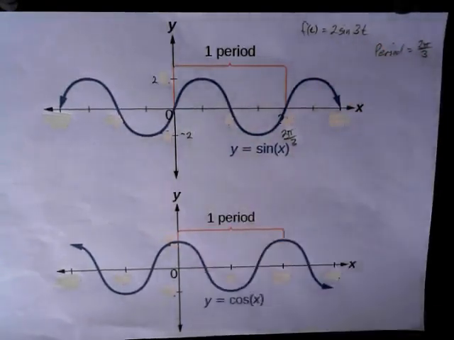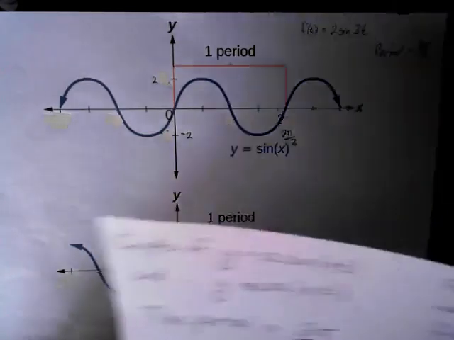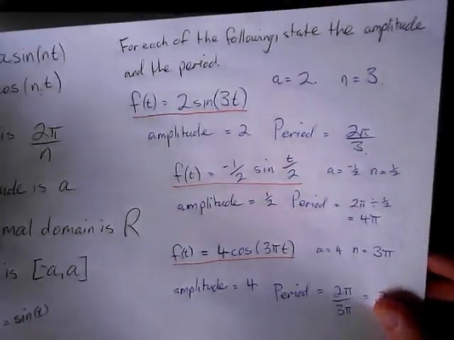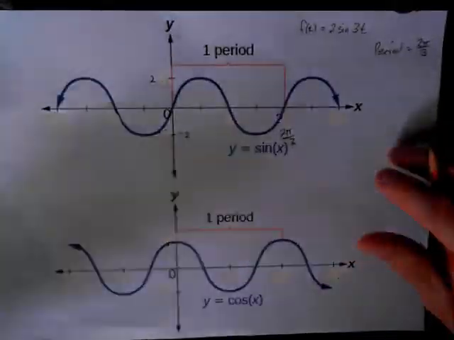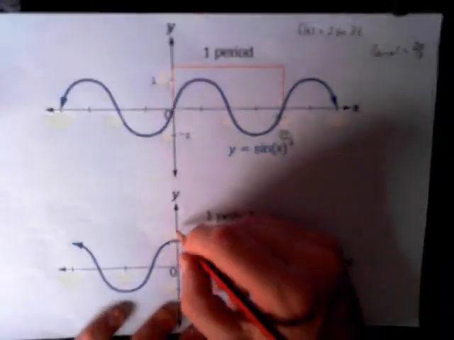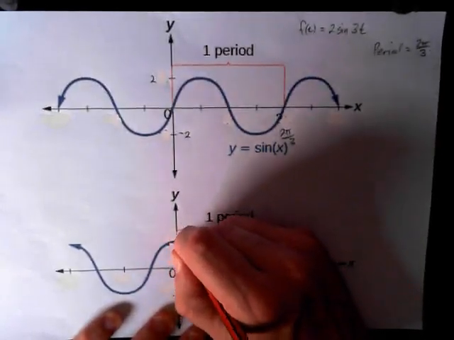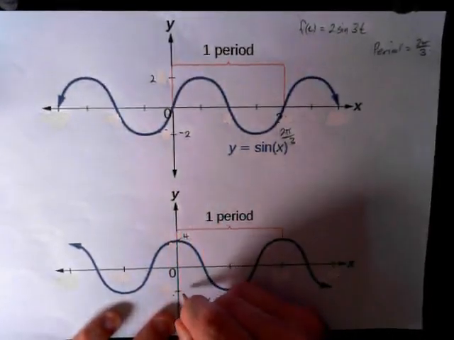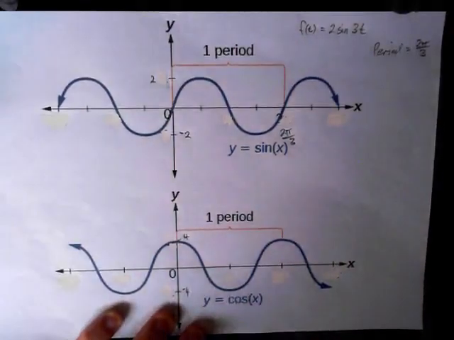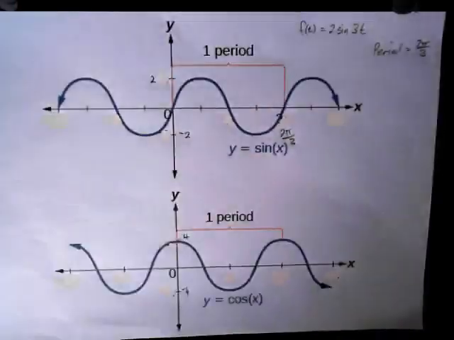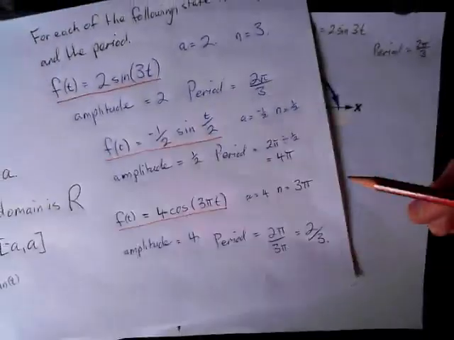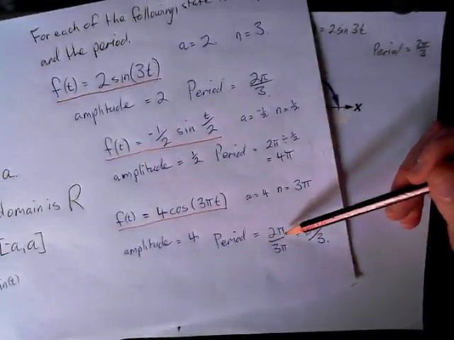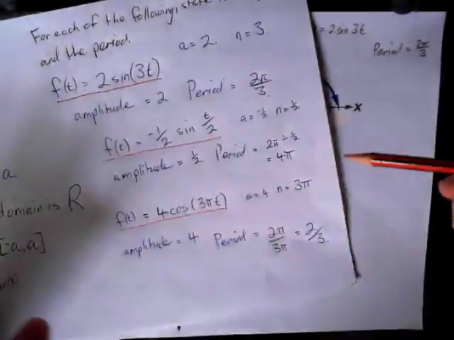So looking at my third example that I had on this page, f of t equals 4 cos 3 pi on t, if I was to apply that to here, this value here would be 4, this value here would be -4. The period is 2 pi divided by 3 pi, so the period is 2/3.